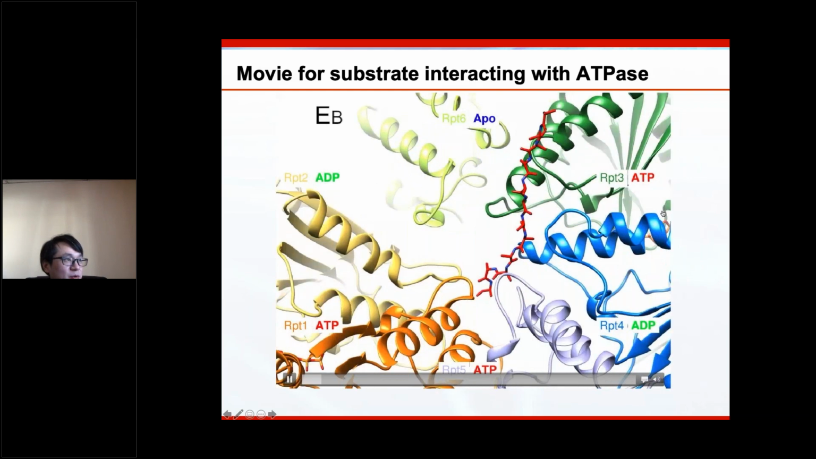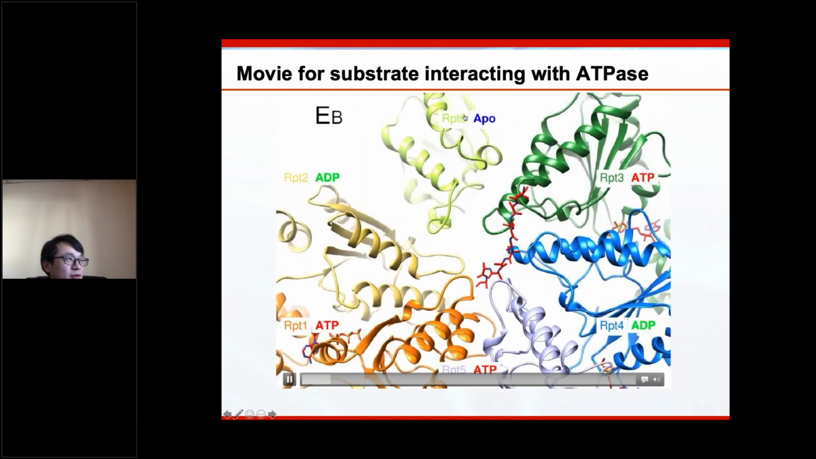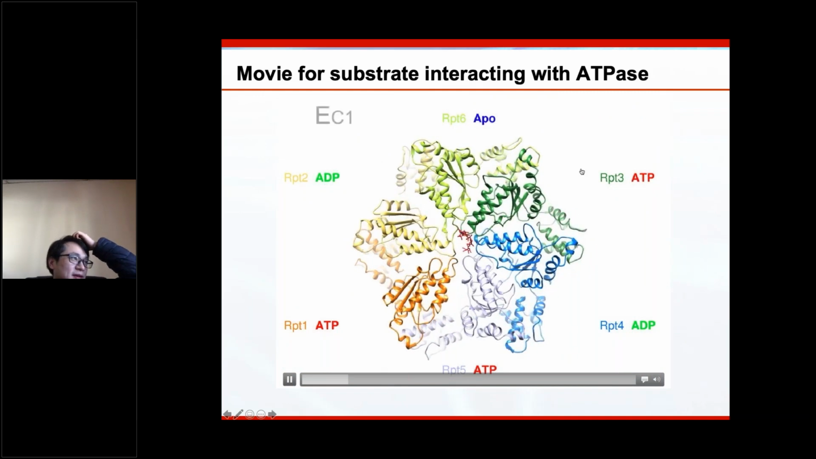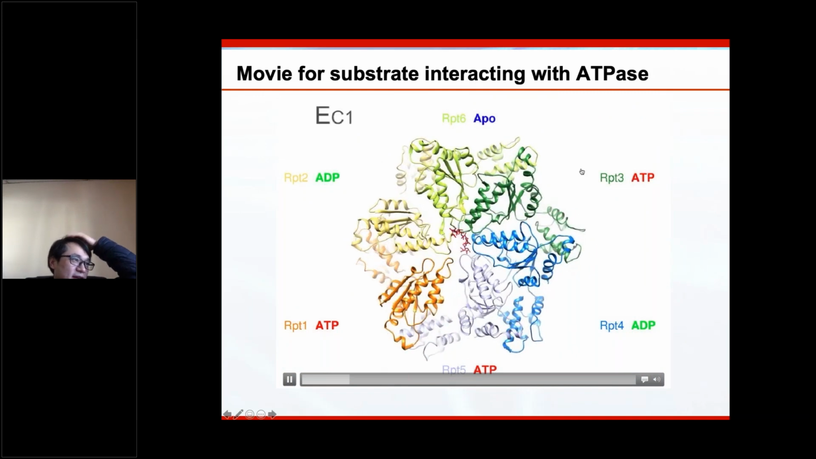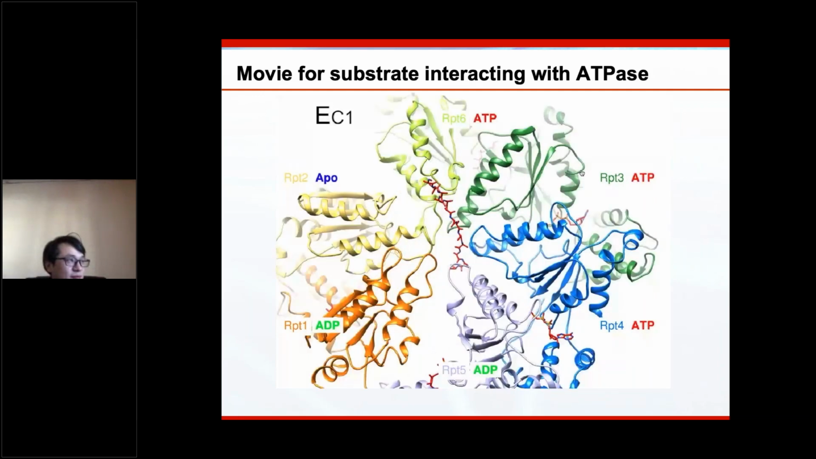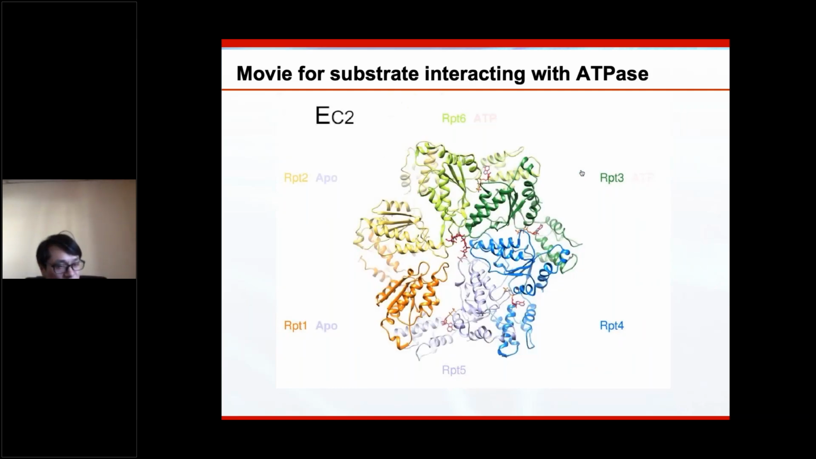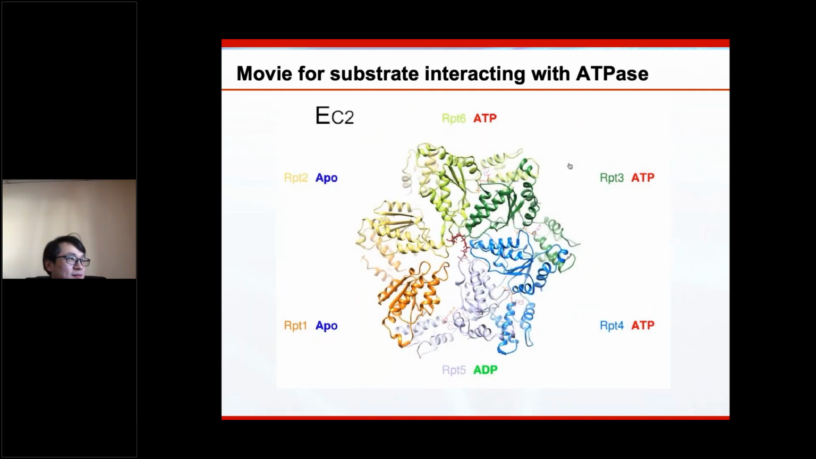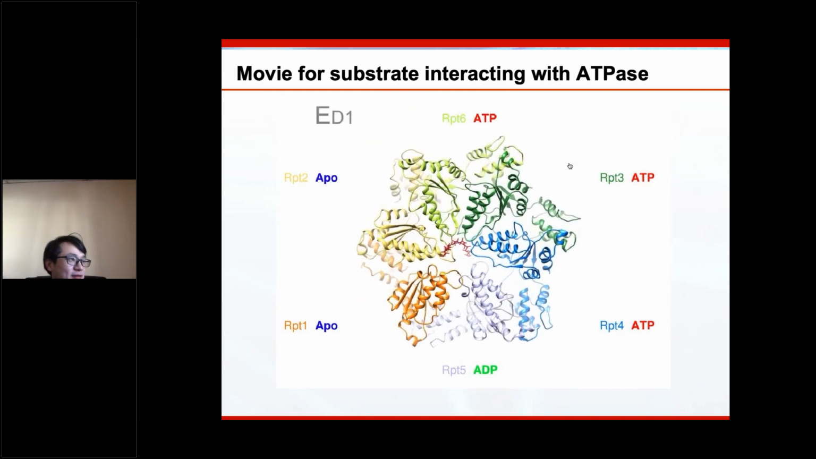Okay, so this is the EB state, and that's at the very beginning. Then the EC1 state. It's just about to start to move the substrate forward. And EC2, the whole thing moves above the core particle. Then the ED1 state.